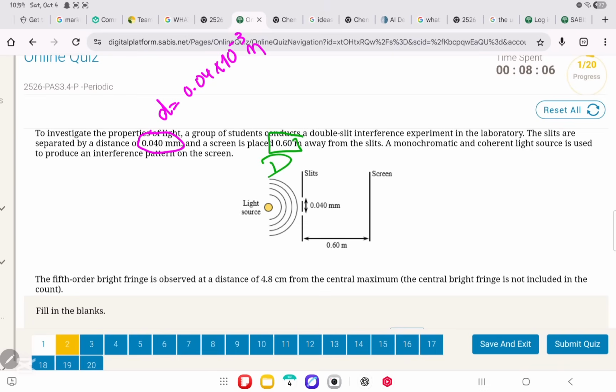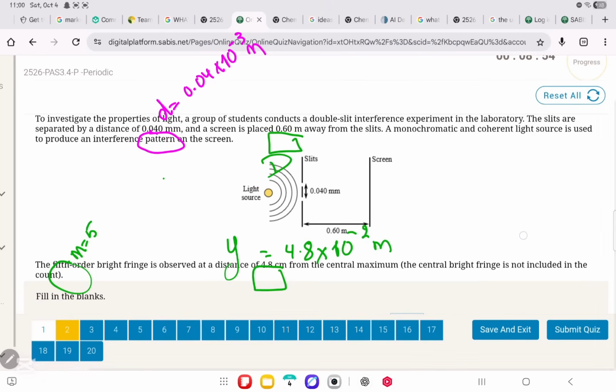A monochromatic and coherent light source is used to produce an interference pattern on the screen. The fifth order, meaning that m is equal to 5, bright fringe is observed at a distance of 4.8 centimeter. This is x. Or not x, sorry. It's not good to use x because the equation is y equals m lambda D over small d. So y is how much? It's 4.8 centimeter times 10 to the power of minus 2 meters. Alright, perfect. Let's see what they want from us.